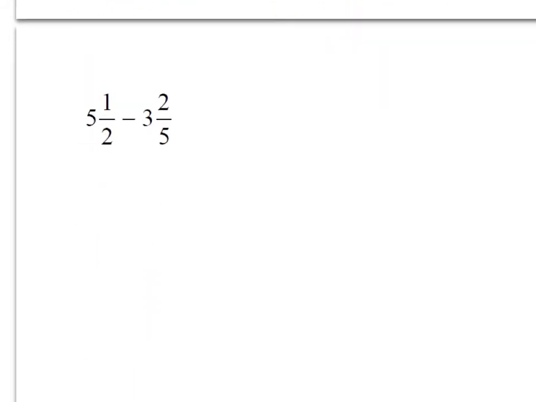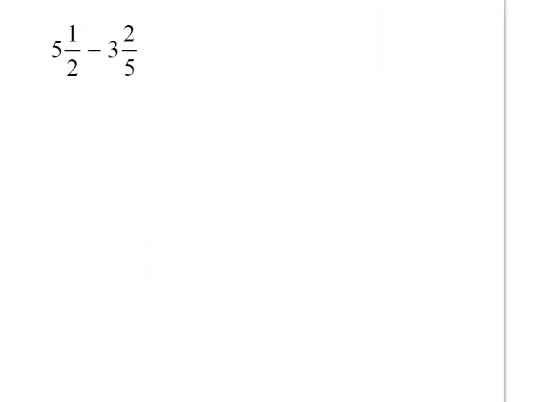Final one, nearly there. Subtracting fractions. Exactly the same process as adding them together. Remember, you can only add and subtract fractions when they've got the same denominator. So, 5 times 2 is 10, add 1 gives us 11 halves over here. 3 times 5 is 15, add 2 gives us 17 fifths over here.